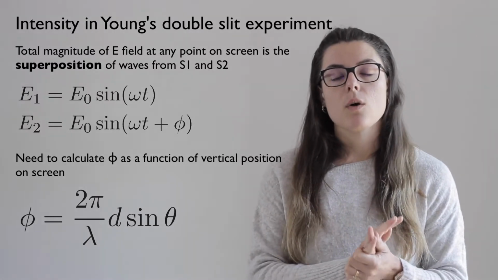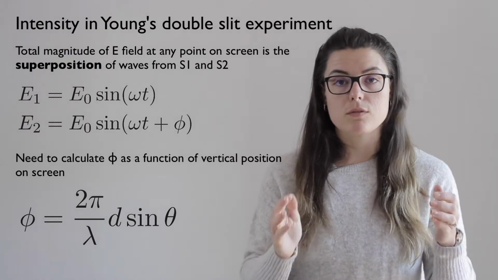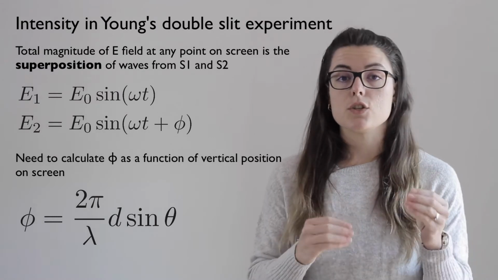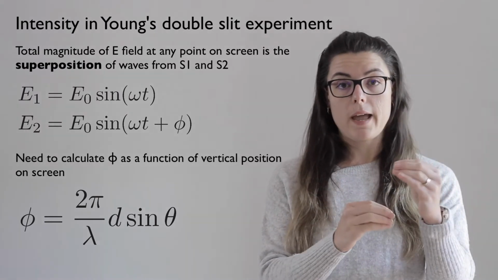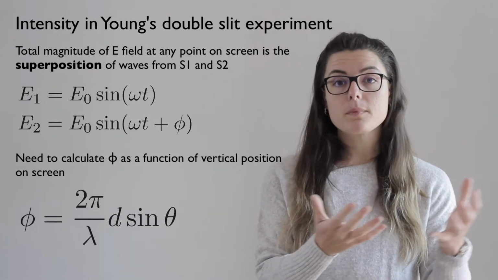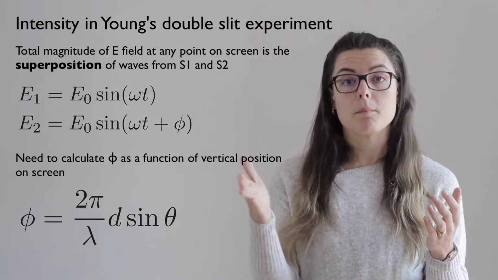Let's work out what the magnitude of the resultant wave is going to be on the screen. So remember, the magnitude is the superposition of the two waves. So we have our two waves from before, E1 and E2. Therefore, the total is going to be E1 plus E2.